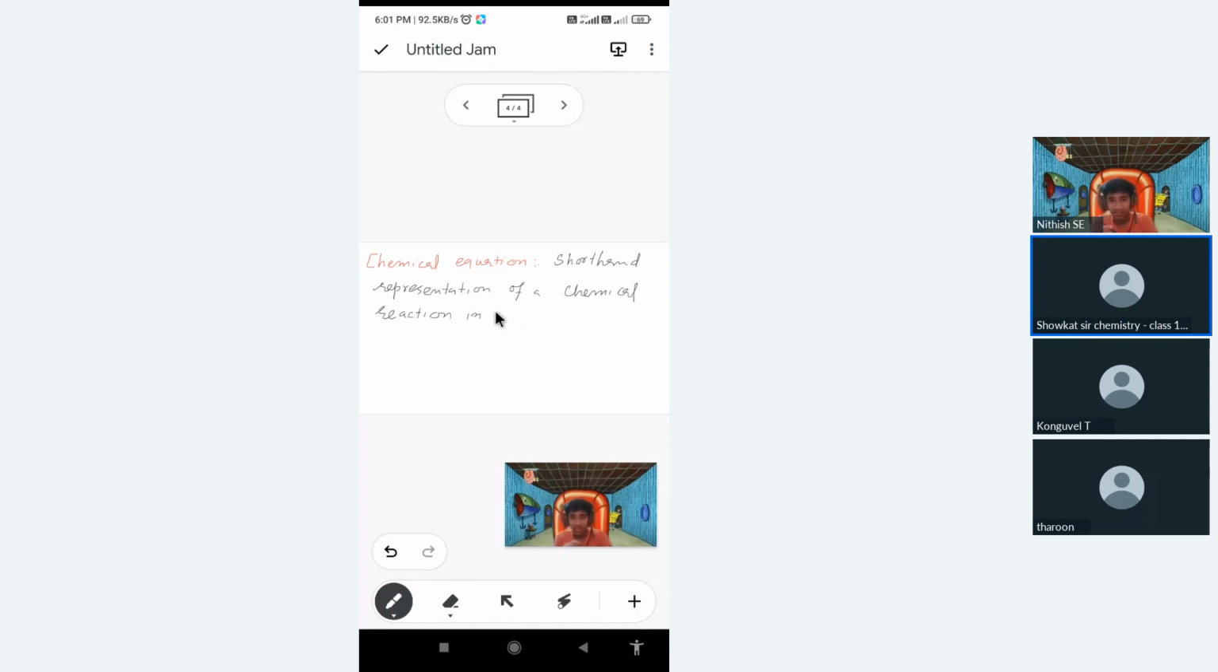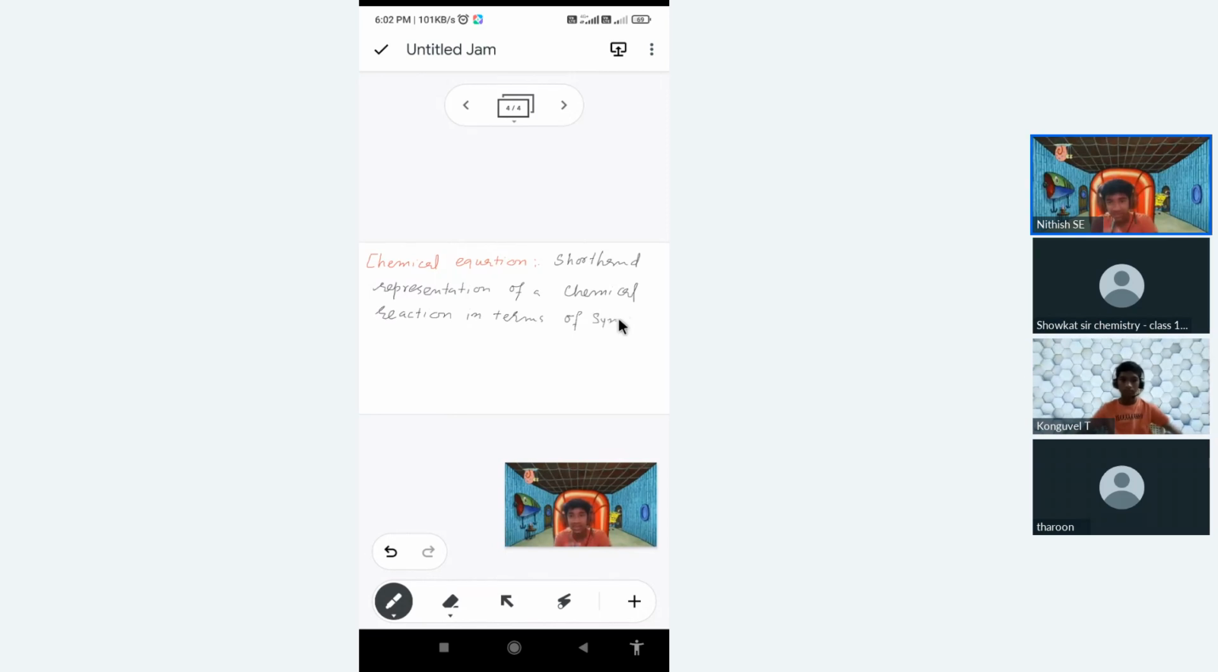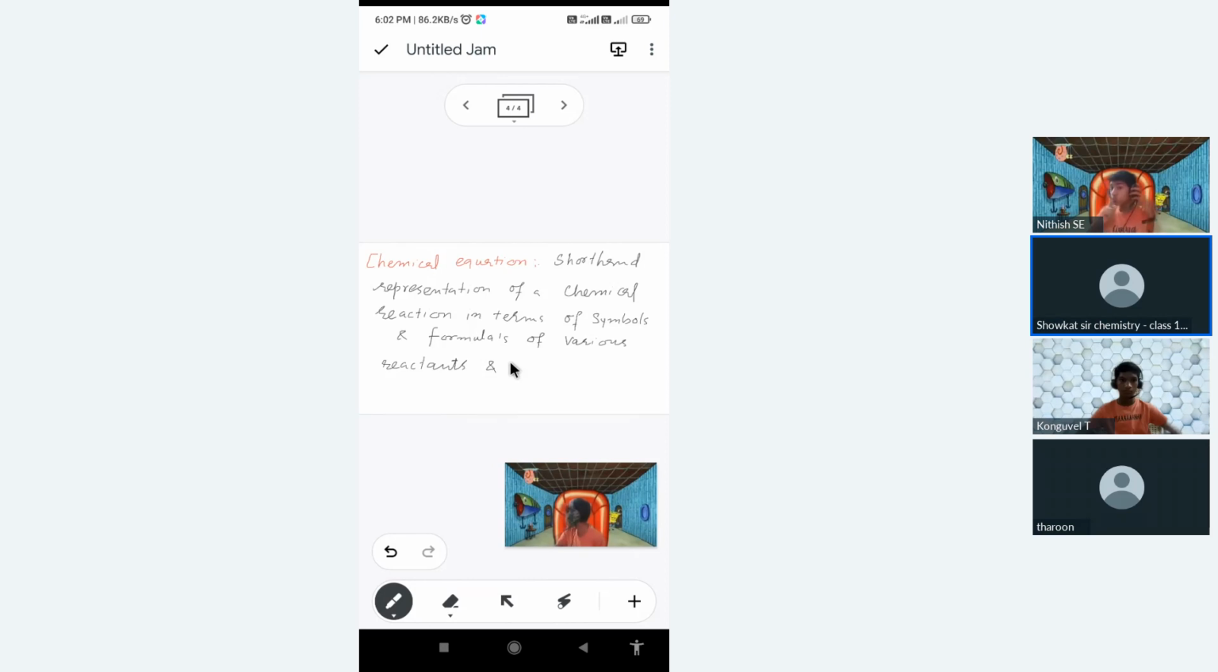And you write this in terms of symbols and formulas of various reactants and products. It is the shorthand representation of a chemical reaction in terms of symbols and formulas of various reactants and products. Because in any chemical reaction, there will definitely be reactants and there will be products.